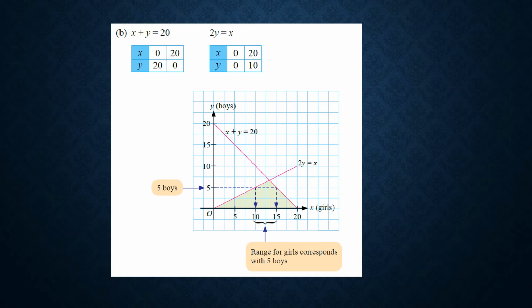So now we want to identify the region. The first one, x plus y less than or equal to 20, is this part. Then this one, 2y less than or equal to x, is this part. Then it should also be greater than or equal to 0, it must be on the positive side. So this is the region.